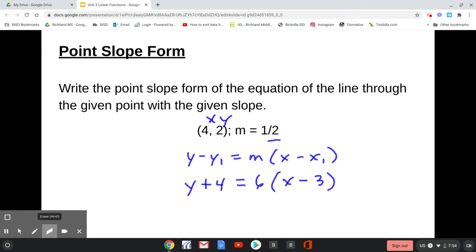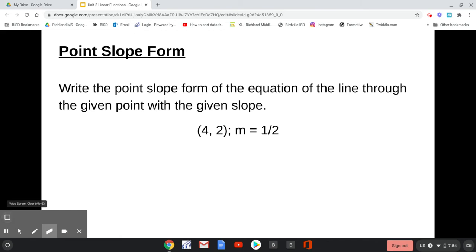Okay, let's erase this. And here we go. Here's another example. A point x is 4, y is 2, and the slope is 1/2. So I'm going to write that again.